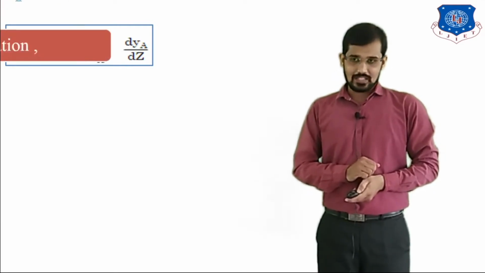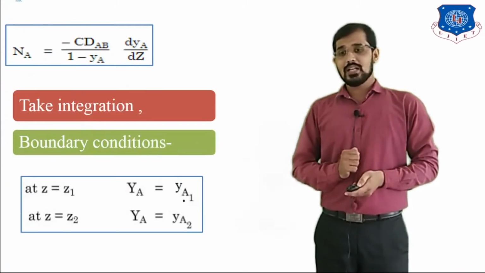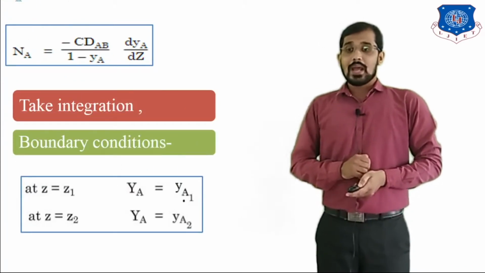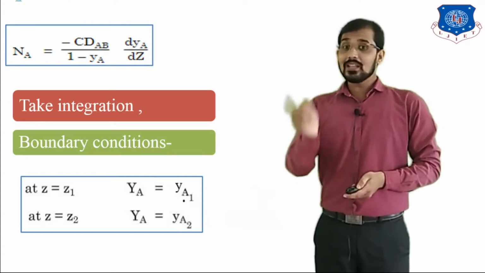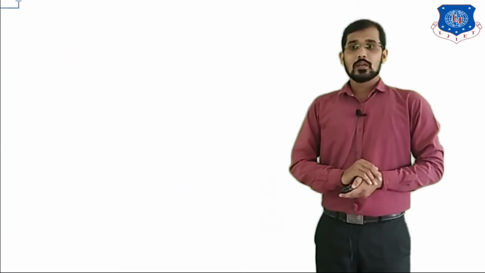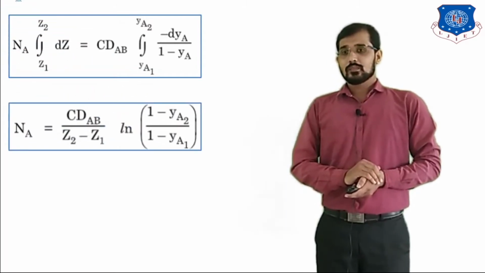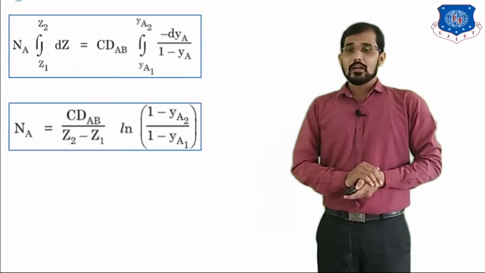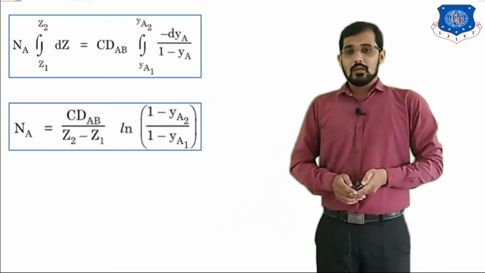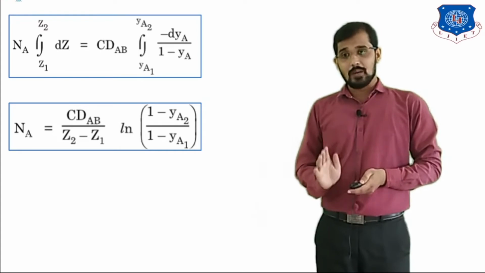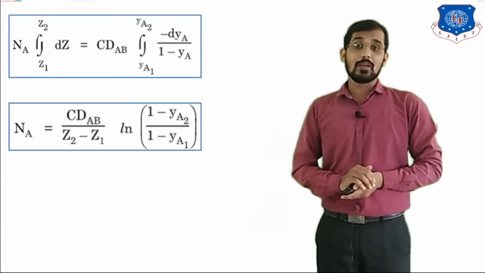After that we took the integration with the boundary conditions: Z is equal to Z1 and Z is equal to Z2. At Z1 the concentration is YA1, and at Z2 the concentration of component A in the gaseous phase is YA2. After integration we get the result NA is equal to CDAB over (Z2 minus Z1) times ln of (1 minus YA2) divided by (1 minus YA1). Now we have to replace the term ln of (1 minus YA2) divided by (1 minus YA1) in terms of YBLM.